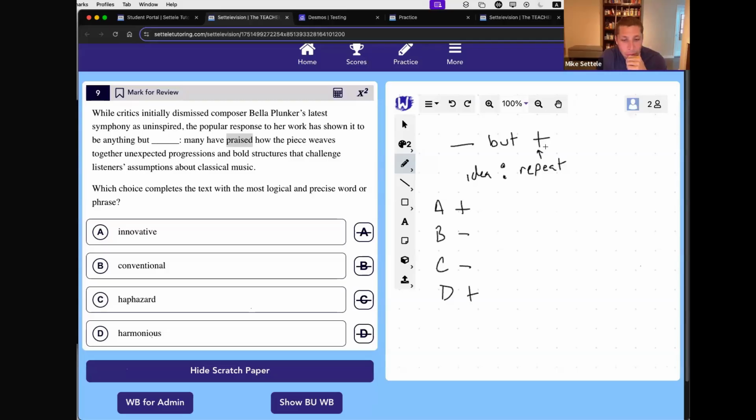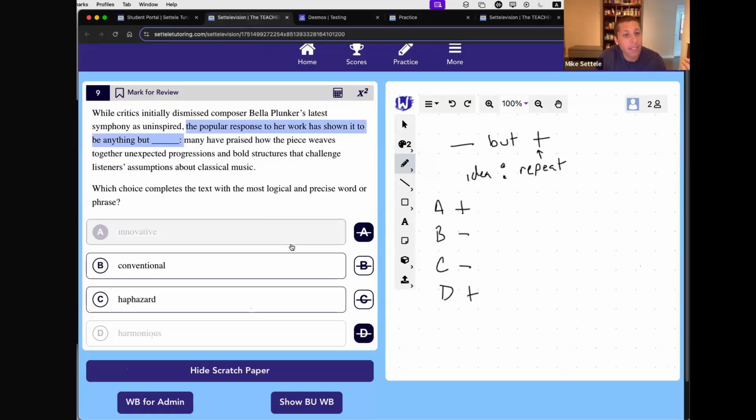We want a positive. But I'm actually going to eliminate the positives. So what gives? Well, this is something the SAT loves to do as well. They know we're thinking about positives, negatives, connotations, all that stuff. They love to flip things around. That's why they have this contrast in the first place. This whole second piece is positive because that's contrasting with the uninspired negativity in the first part. But if we look at that whole piece, the popular response to her work has shown it to be anything but blank. They're flipping it again.